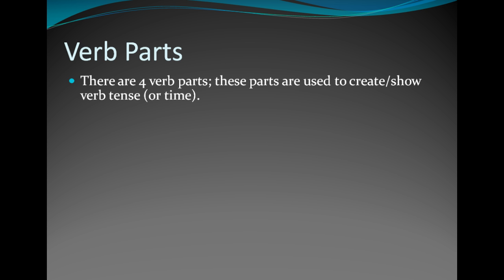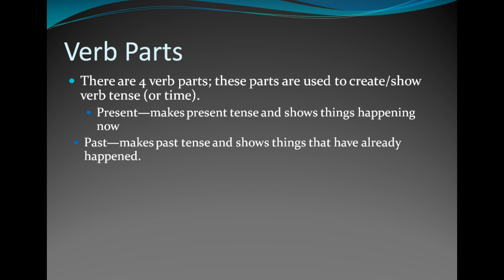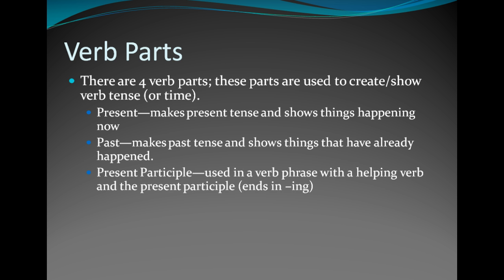There are 4 verb parts. These parts are used to create or show verb tense or time. The present makes the present tense and shows things happening right now. The past makes the past tense and shows things that have already happened.